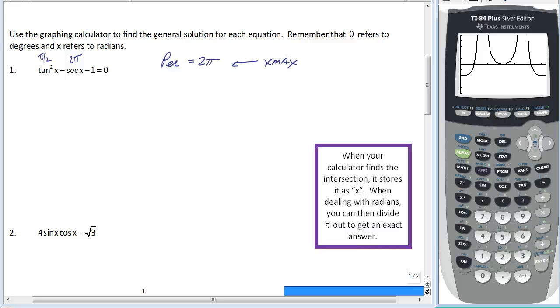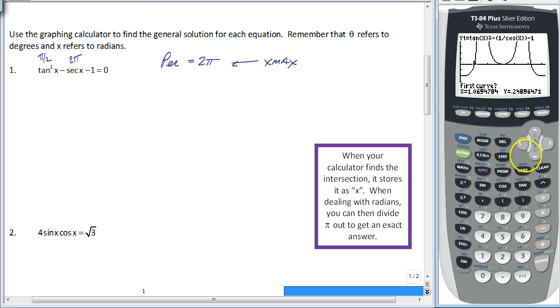So what we're going to do is this. We're going to press second trace, which takes us to the calculate menu. And number 5 is the intersect. Now I'm going to find the first one. So you just need to take your little blinky thing, your little spider, and move it till you get close to the first intersection on this graph.